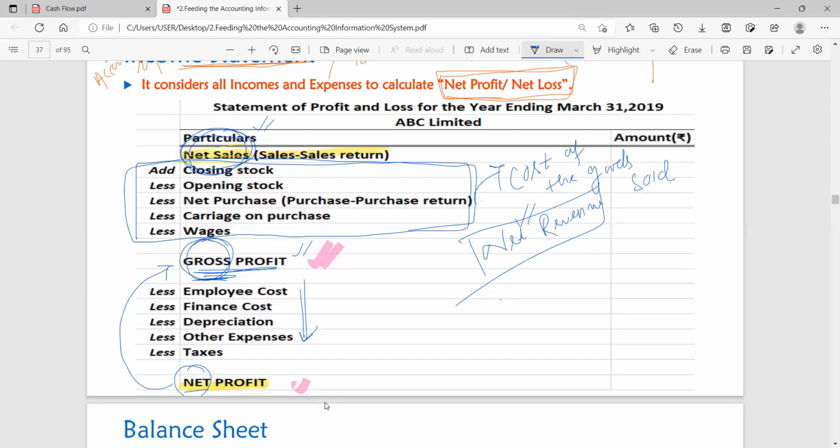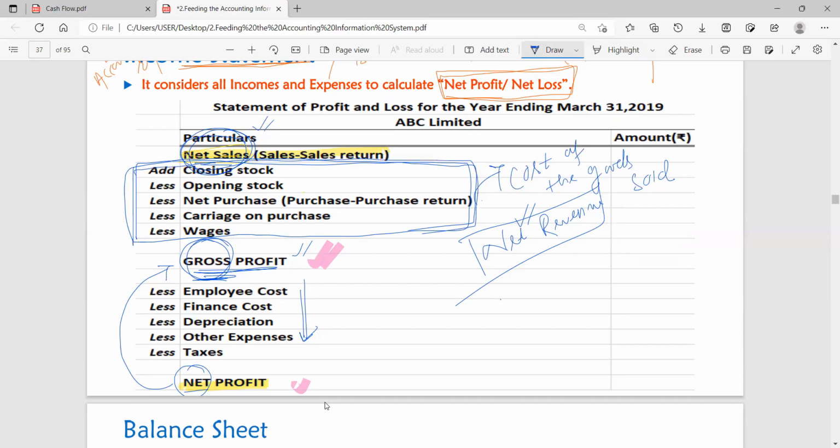Always, sale value is the net sale value adjusted for returns. Those sold goods that are returned to us are not our revenue or sale, so we generally subtract them. So when we say sale or revenue, we mean net sale. And what is the cost of the goods which we have sold to get this revenue? The calculation is basically this.